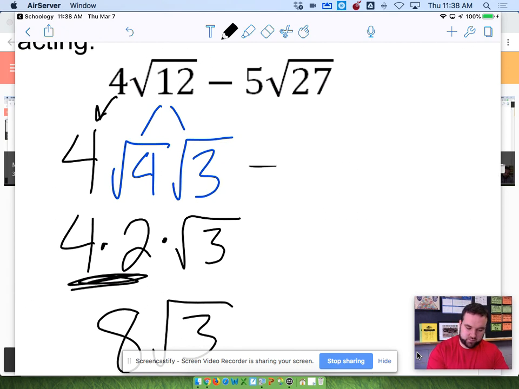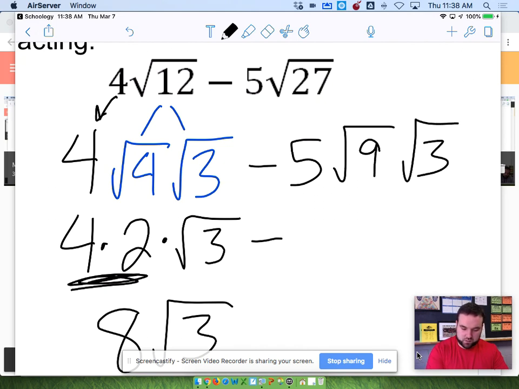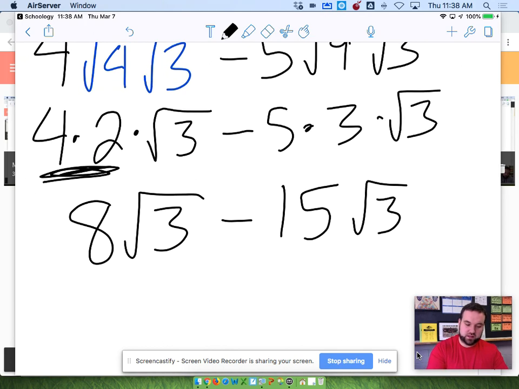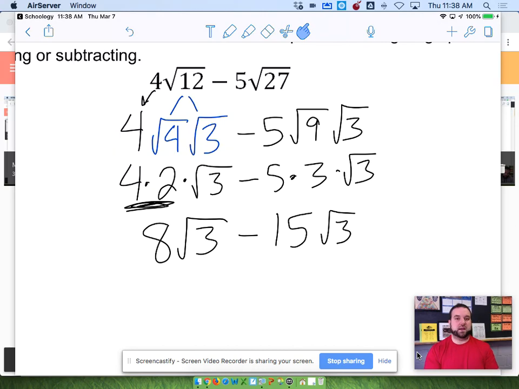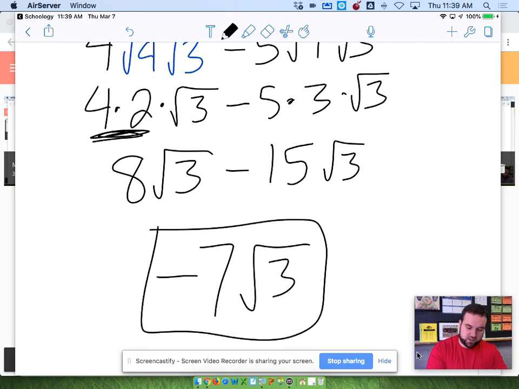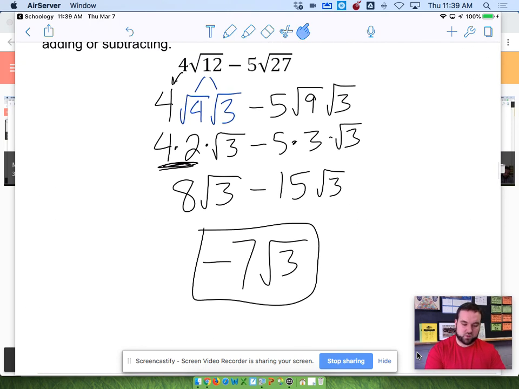If I do the same thing for the square root of 27, I know I can break that into 9 times 3. This becomes 5 times 3 times the square root of 3, which becomes 15 times the square root of 3. And now we see that the radicals that started not having the same radicand, when I simplify, they both have the same radicand, so now I can combine them. 8 take away 15 is negative 7. Keep the radicand the same, and there's our final answer: negative 7 square roots of 3.